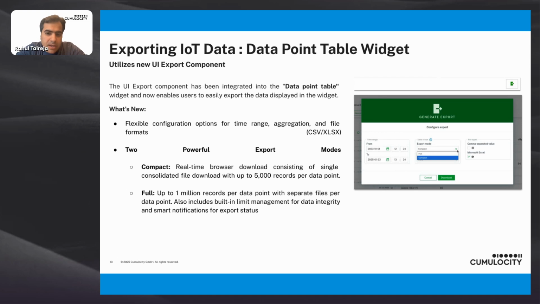Utilizing this, you will now be able to export the IoT data available in the widget in CSV or XLS format. You have two options here. You can either have a full export, which allows you to export a minimum, I think, of 1 million records per data point, or you can have a compact export, which allows you to export a smaller number of data points.